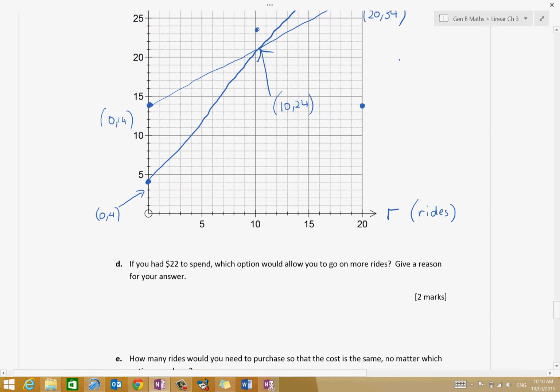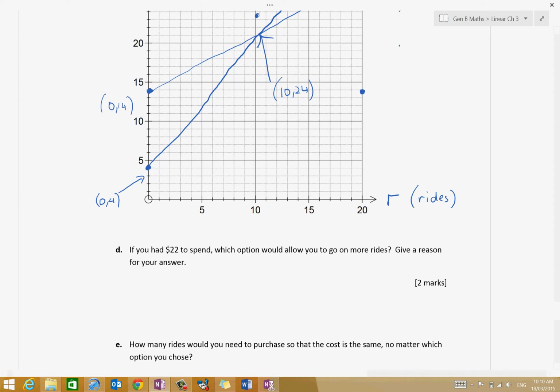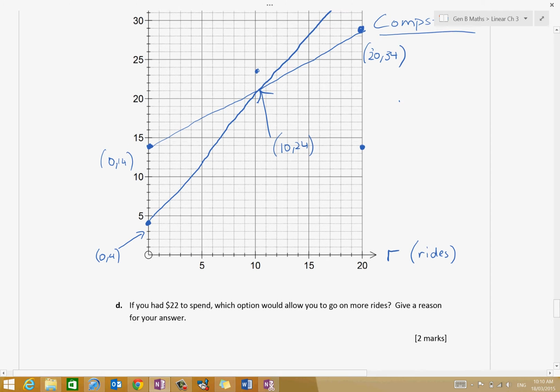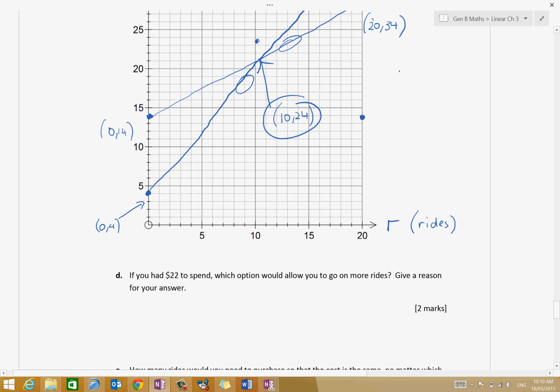Now, it says here, if you had $22 to spend, which option would you go on? Given that they intersect at $10 and $24, which one's cheaper, this one or this one? So, yeah, that's right. It's the lunar launches or whatever it is. And you know why, because you would then sub in that point.